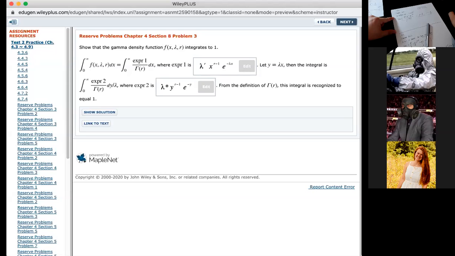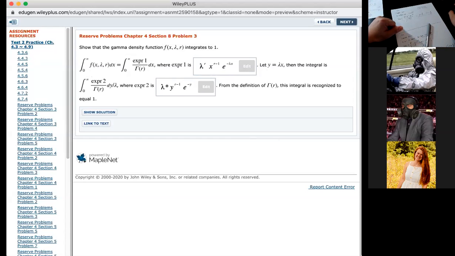So you see, what's expression one? f is the gamma density function, which means the PDF of the gamma distribution. We know the PDF of the gamma distribution, right? Lambda to the r's power times x to the r minus 1 times e to the negative lambda x over gamma r.